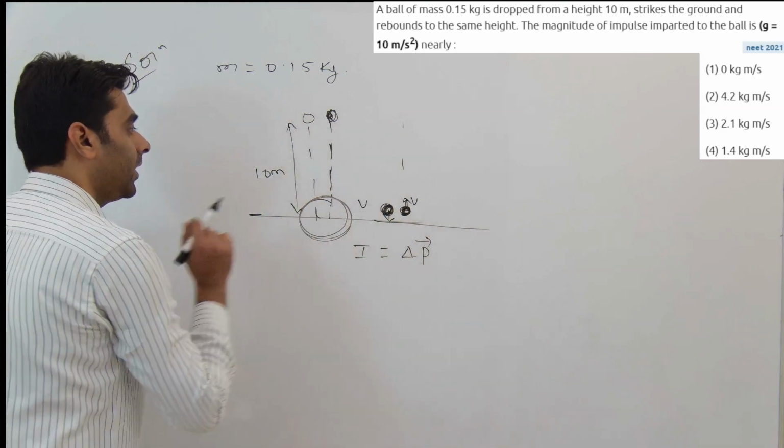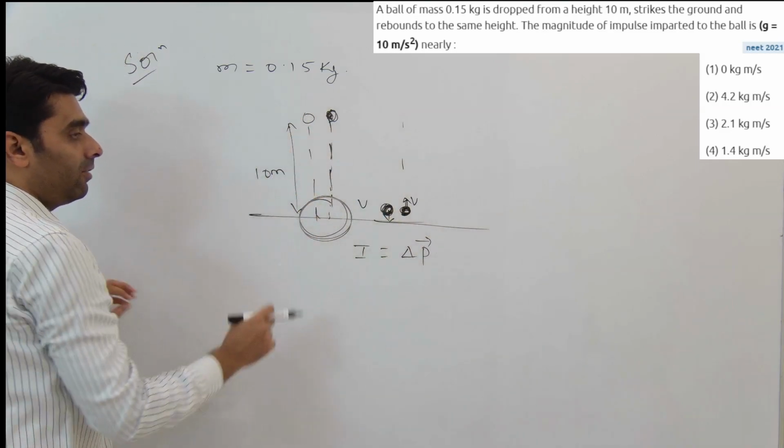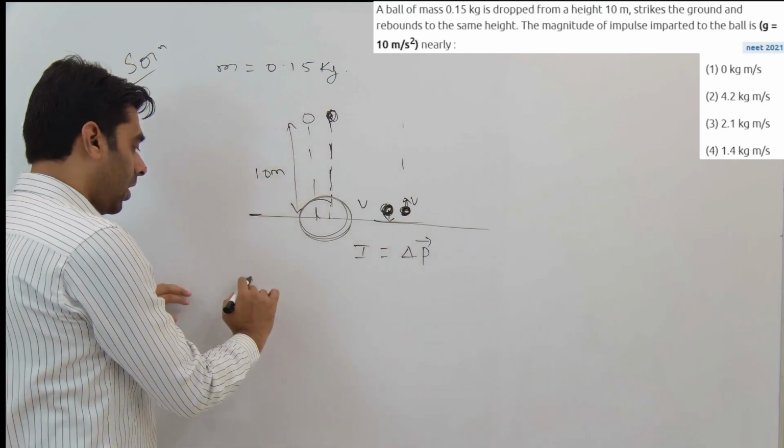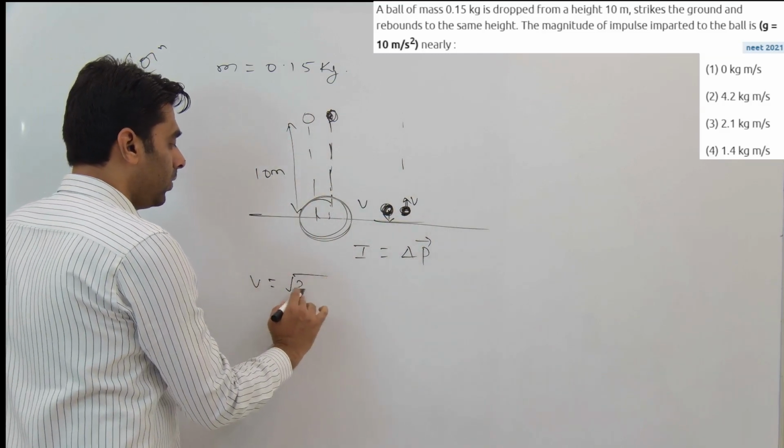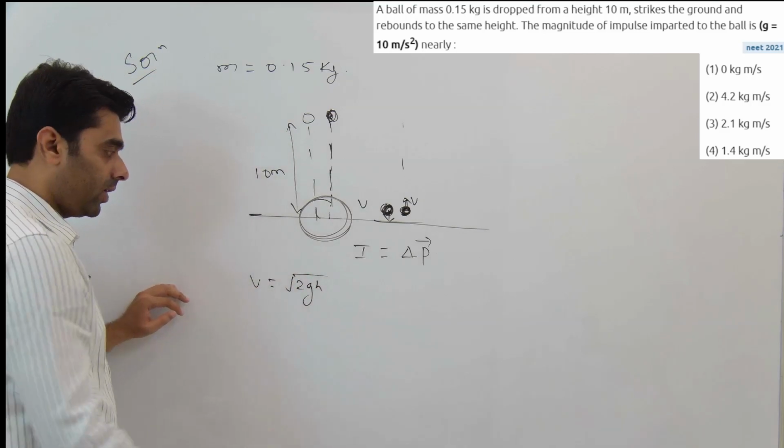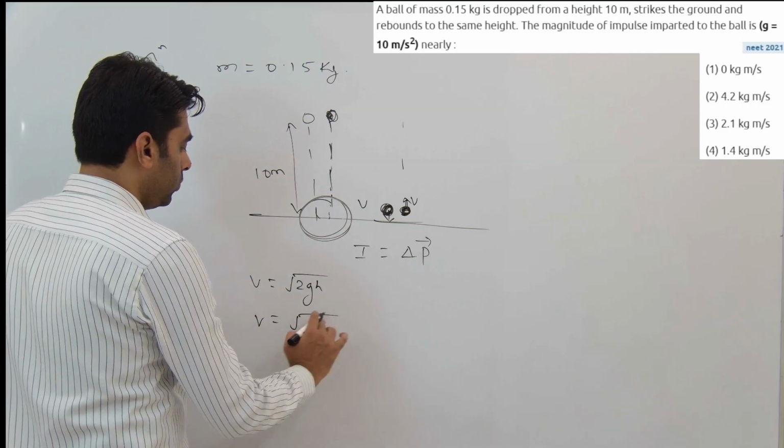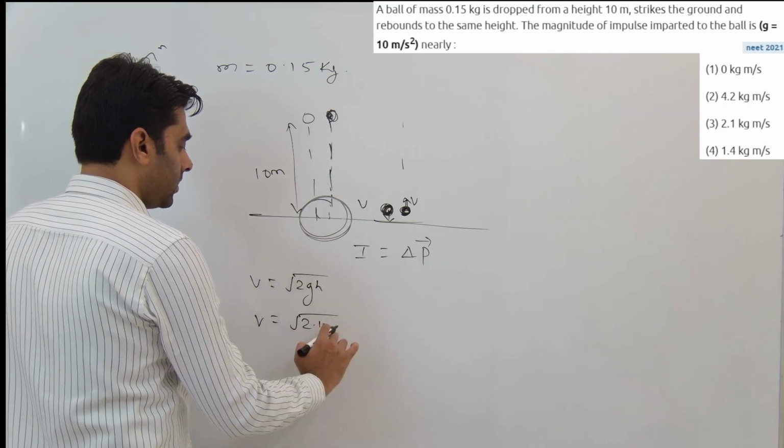Now let us calculate our V value. How much is our V value? If a particle is dropped from height h, how much is the speed? Root over 2gh. This is our speed. So V is equal to root 2g into h.